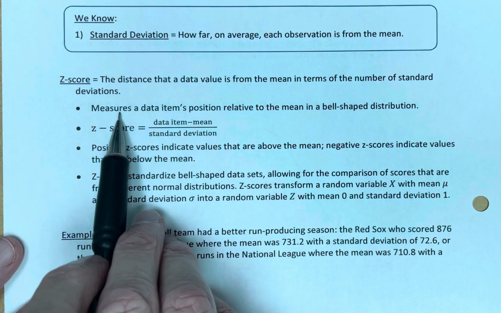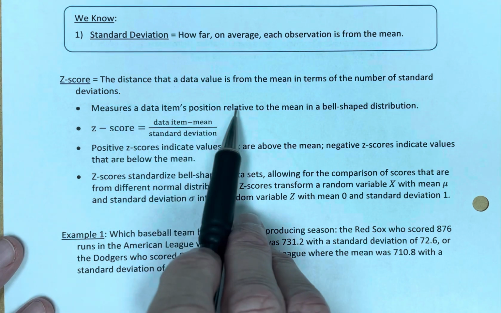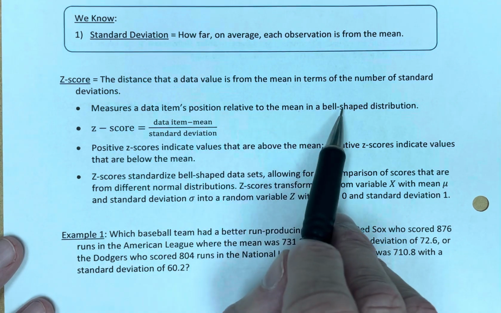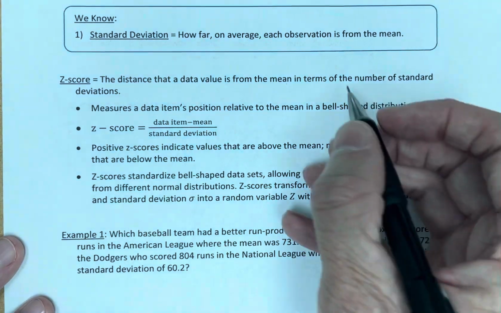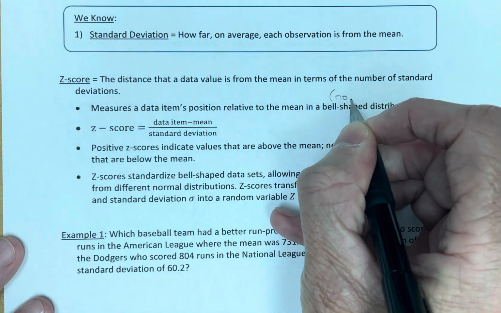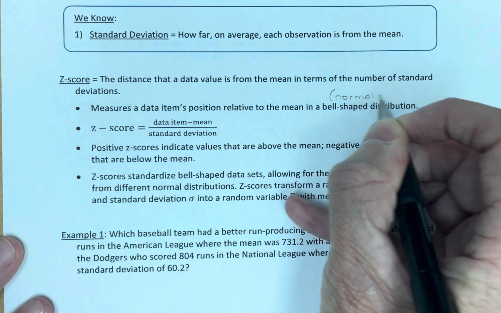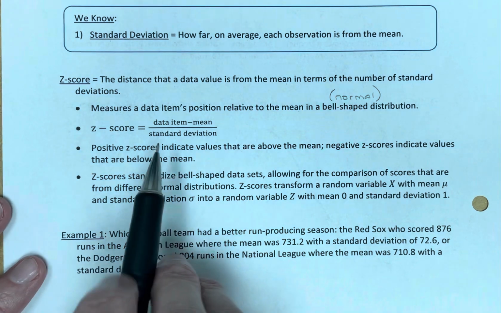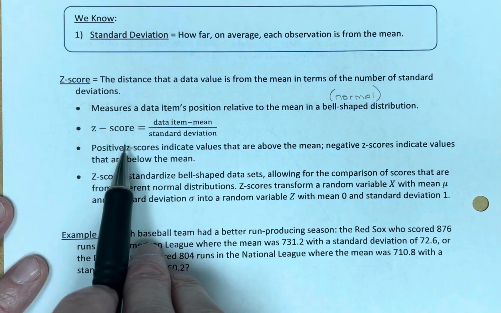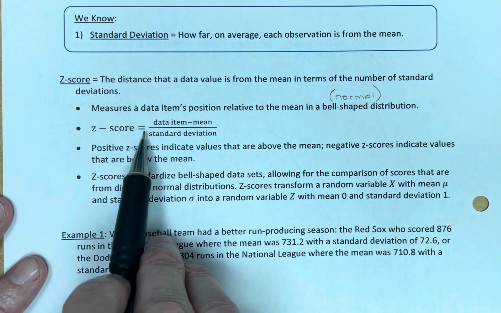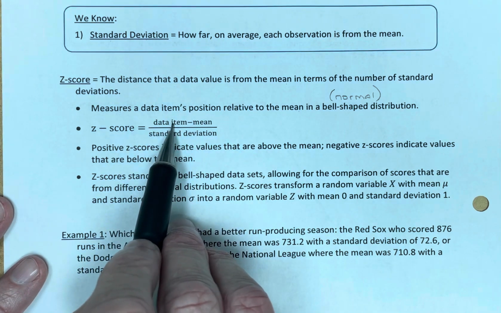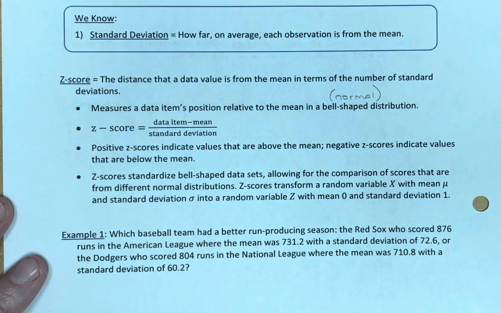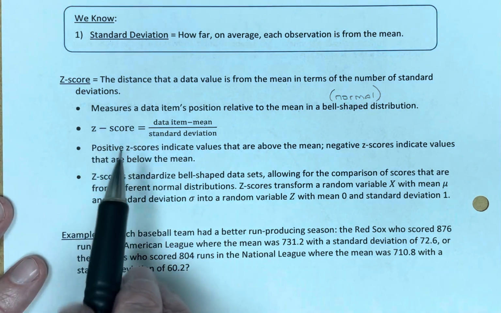So we're measuring a data item's position relative to the mean in a bell-shaped distribution. Again, we're talking about normal distributions, bell-shaped, normal that we're working with. Normal data, not skewed data. The z-score is calculated: it's the data item minus the mean divided by the standard deviation. We're going to do that in our example in just a moment.